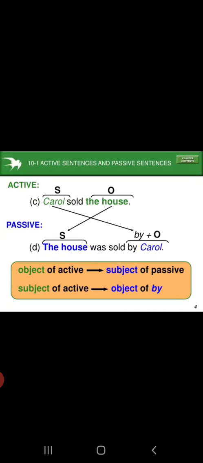Have a look at another example. Carol sold the house. Okay, this is also an example of past tense. As you can see, the verb sold is in the second form. So now change this into passive voice. The house was sold by Carol.